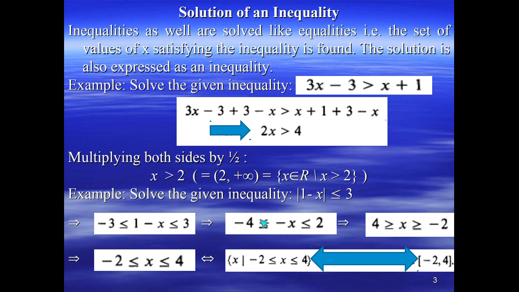So this is the solution set. Or we can also write it as minus 2 less than or equal to x less than or equal to 4. Or as the set of x, in fact we should have said x is an element of real numbers such that minus 2 less than or equal to x less than or equal to 4. Or simply the closed interval minus 2, 4. All these mean the same thing.